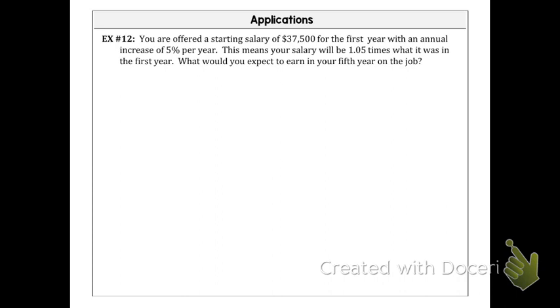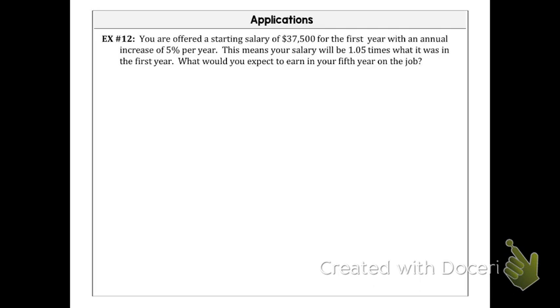All right, example 12. It says you are offered a starting salary of $37,500 for the first year with an annual increase of 5% per year. This means your salary will be 1.05 times what it was in the first year. What would you expect to earn on your 5th year on the job?